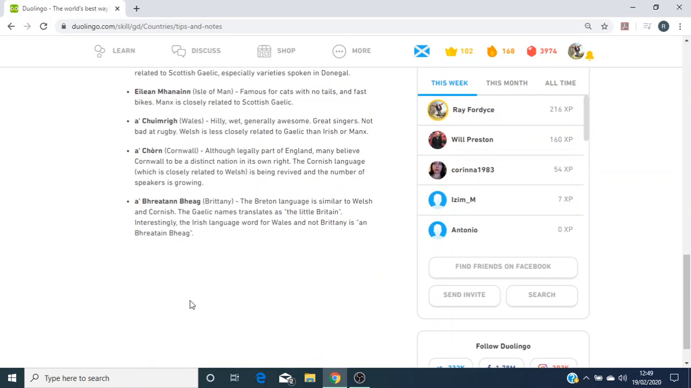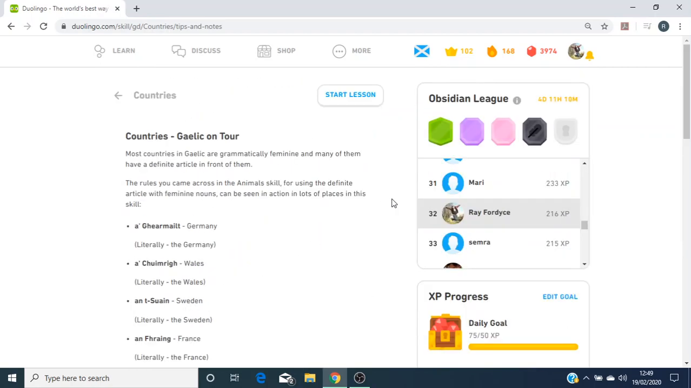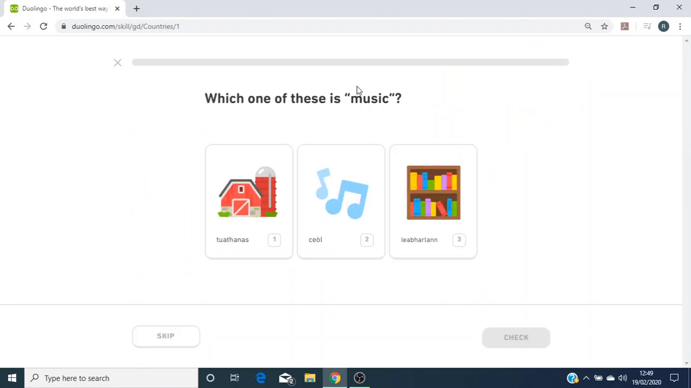Okay. Right. Anyway, let's start the lesson. This will be handy for if Scotland ever joins Eurovision. Speaking of which, ceol is music. Ceol.